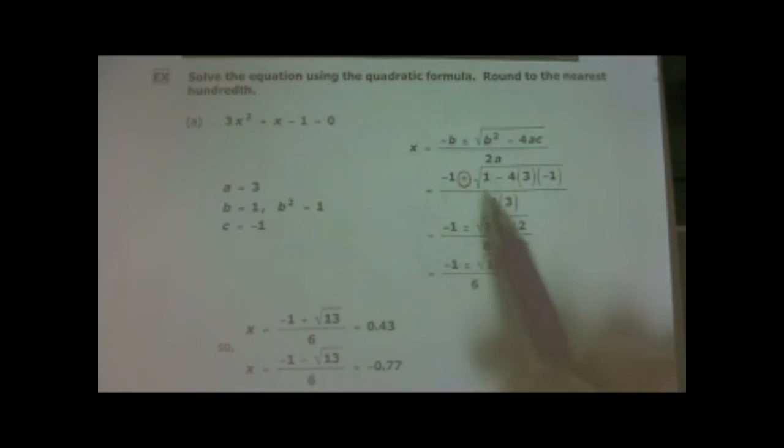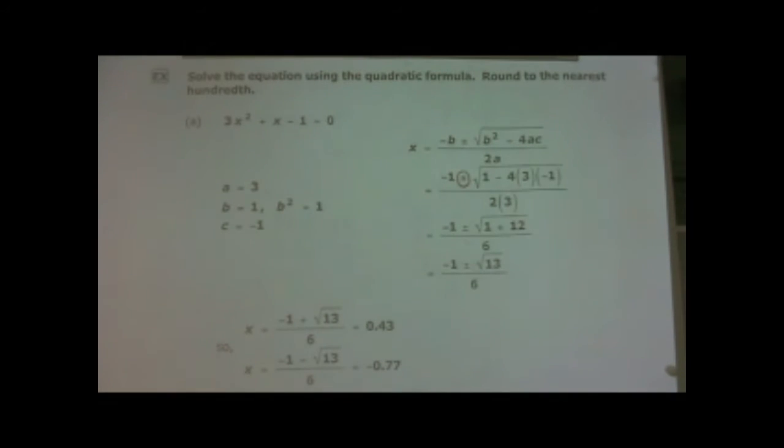So 1 squared is 1. Minus 4 times a times c. So I've got 4 times a, which is 3, times c, which is -1. Now in this case, this is going to be minus -12, which is the same as plus 12 in my next step. My denominator is 2a, so 2 times 3, which is 6. So next, I'm just going to start simplifying this. I've got -1 plus or minus the square root of 1 minus -12 is plus 12 over 6. And the 1 plus 12 simplifies to 13. This is simplest radical form.